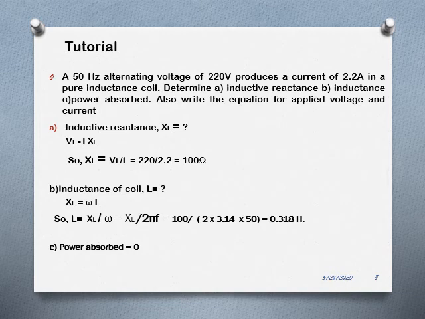Now to find out the inductance of the coil, XL is equal to L omega. You get L is equal to XL by omega. That is XL divided by 2 pi f. That is 100 divided by 2 into 3.14 into 50 Hertz. So you get it as 0.318 Henry. Next is power absorbed. We have already learned that for a pure inductive circuit, the power consumed or the power absorbed or the average power is always 0.